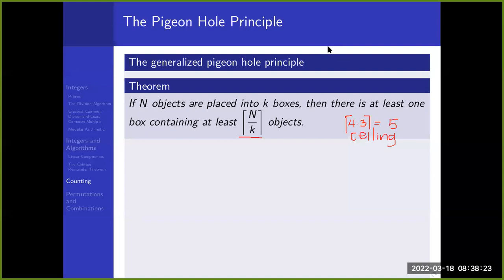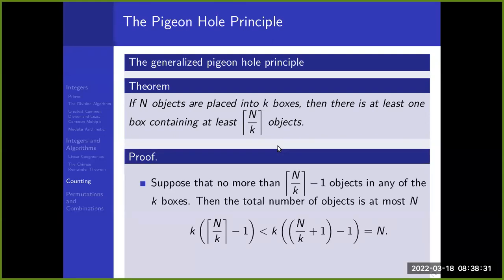Fine, let's look at the proof. Again, we'll prove this by contradiction. We are claiming that there must be one box that contains at least this. So we assume that it's not true, that none of the boxes contain this number of elements.